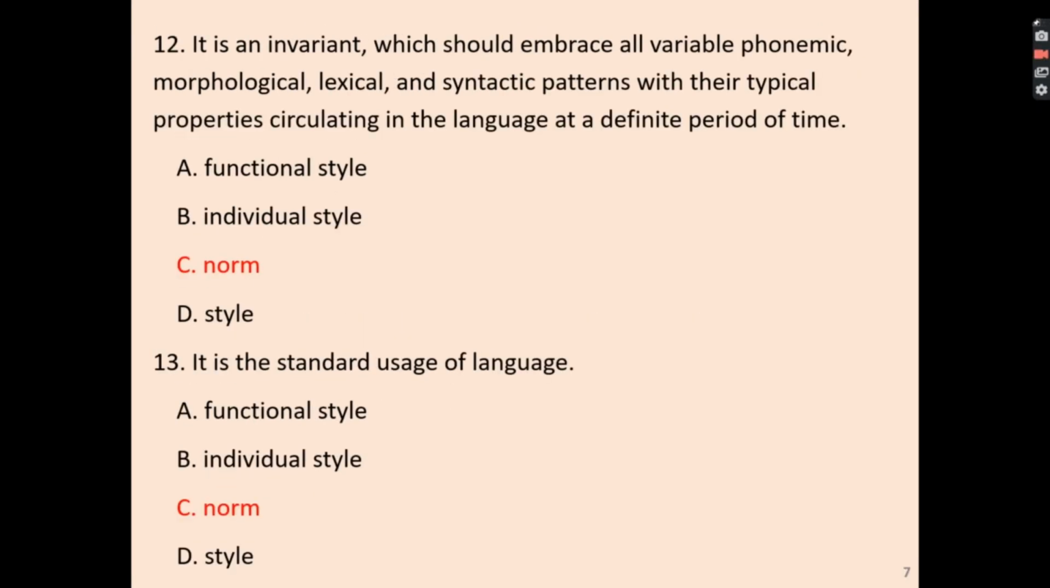And the next, it is an invariant, which should embrace all variable phonemic, morphological, lexical, and syntactic patterns where their typical properties circulate in the language at a definite period of time. We call it the norm. So the norm is what we should use, because that is what is accepted in society. Okay, let's say the standard of a certain language. So that is the answer again to number 13, which is the standard usage of language, that is the norm.